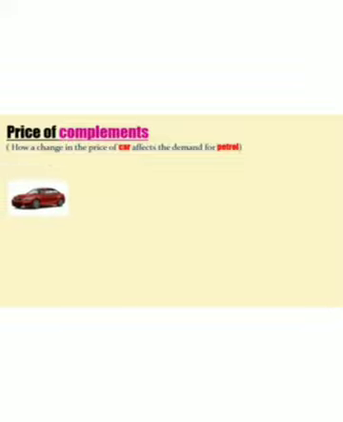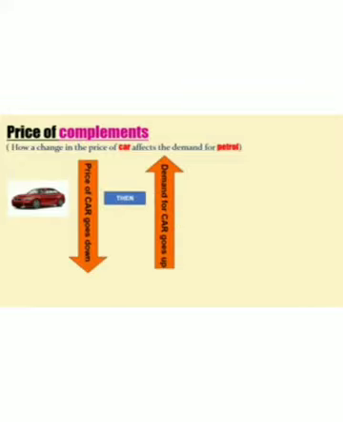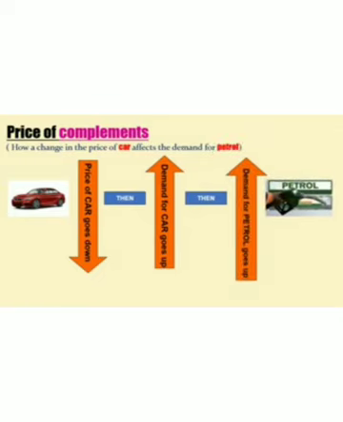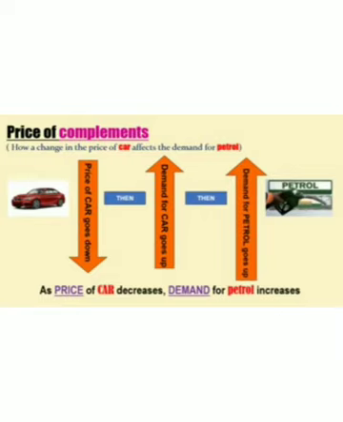Now let us see how change in the price of complementary goods affects the demand for a commodity. Here we see how change in price of car affects the demand for petrol. We are assuming that price of petrol remains constant, only price of car is changing. As price of car goes down, demand for car goes up. As a result, demand for petrol also goes up. Therefore, when price of car decreases, demand for petrol increases.